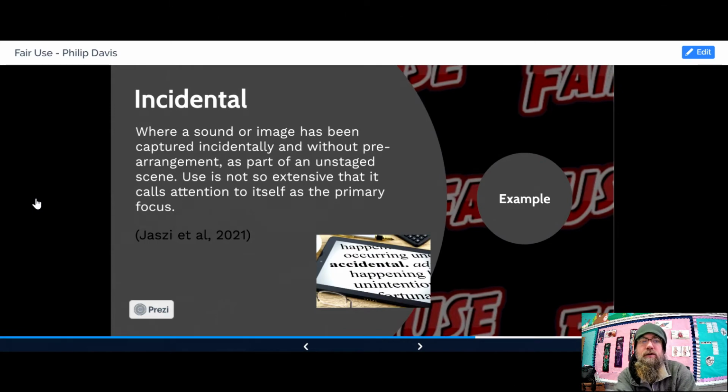Incidental use. This is where sound or images have been captured incidentally or without prearrangement as a part of an unstaged scene. It shouldn't be used so extensively that it calls attention to itself as the primary focus. Let's look at an example.